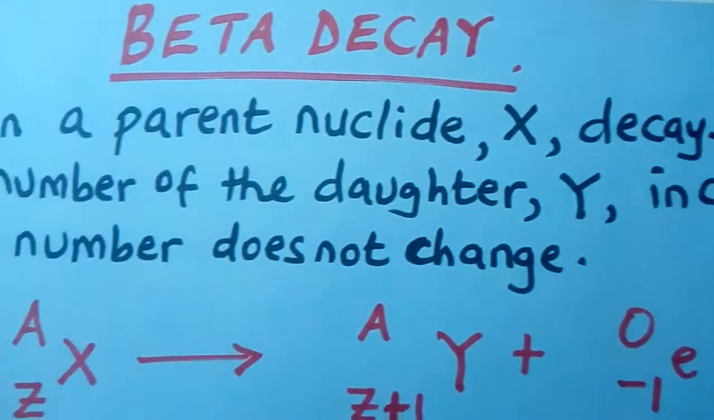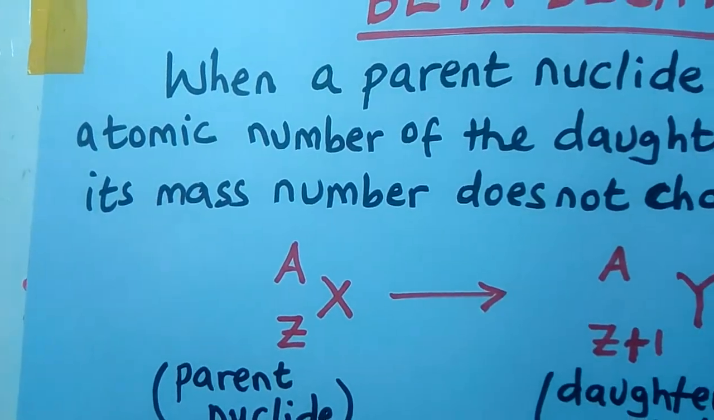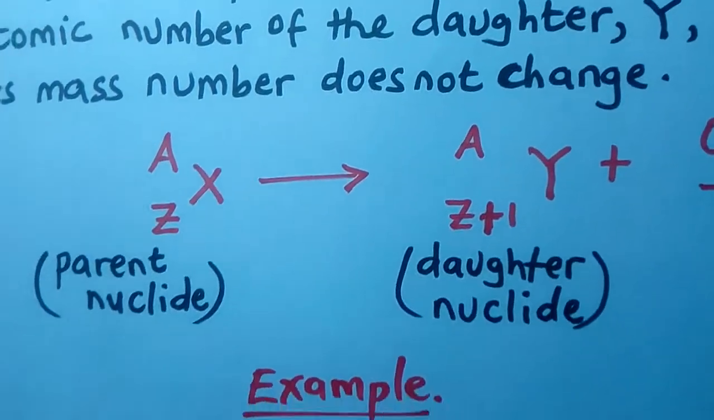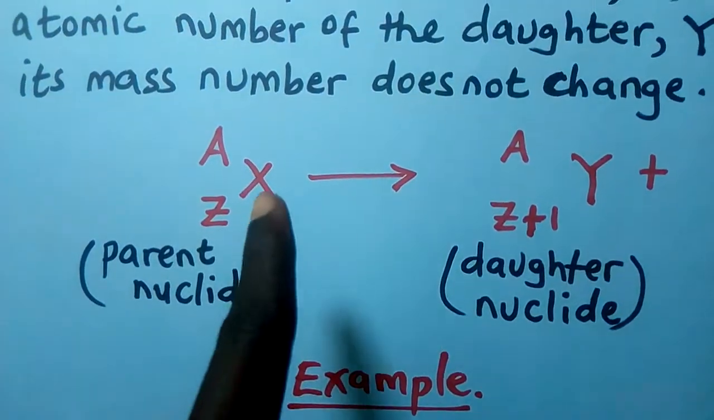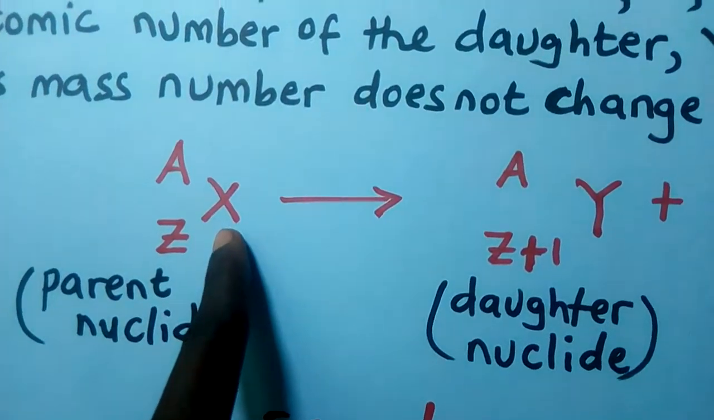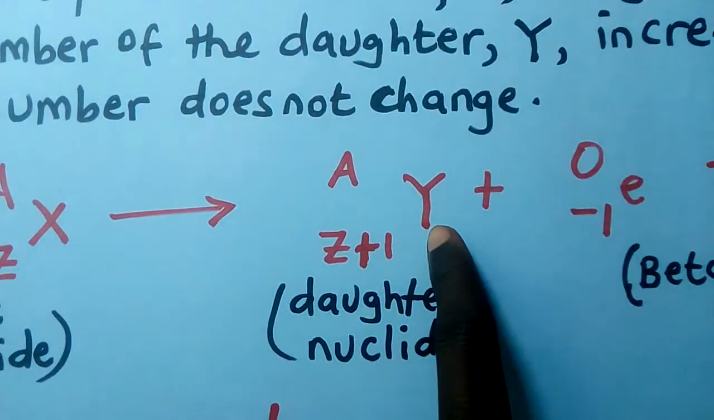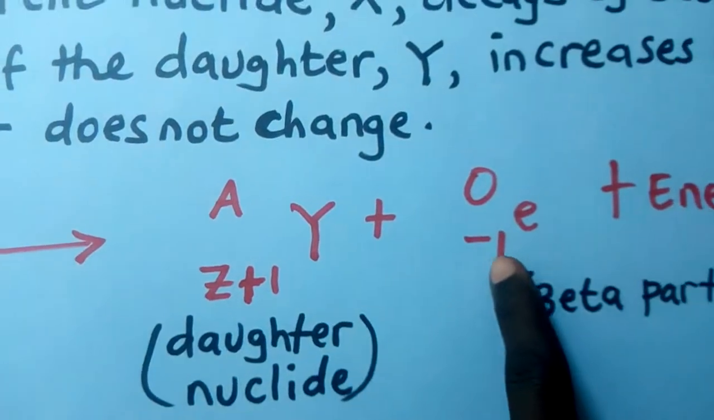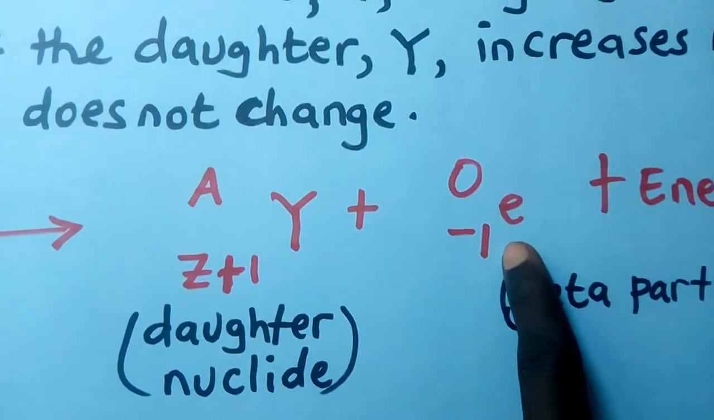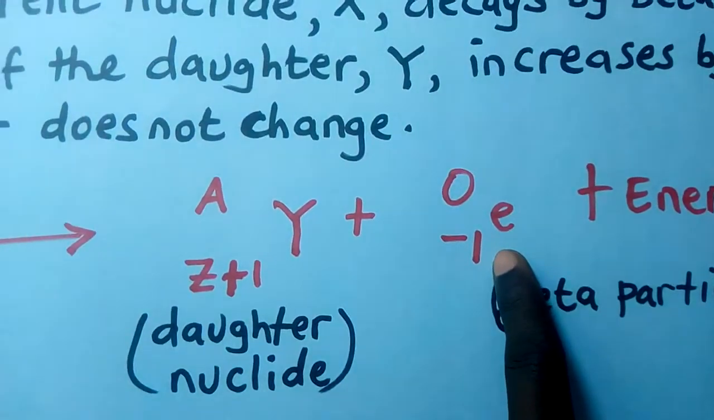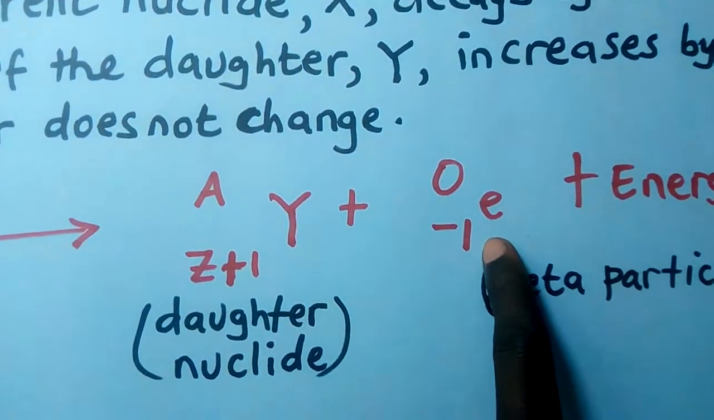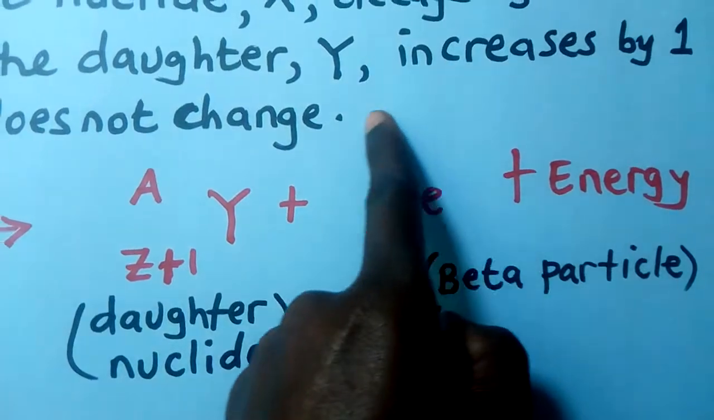and its mass number does not change. So let's look at this equation. Suppose the parent is called X and the daughter is called what? Y. And because this is beta decay, a beta particle must be produced. We say the beta particle is an electron. Some time back we looked at properties of alpha particles, beta particles, and gamma rays. So this is how you write a beta particle.